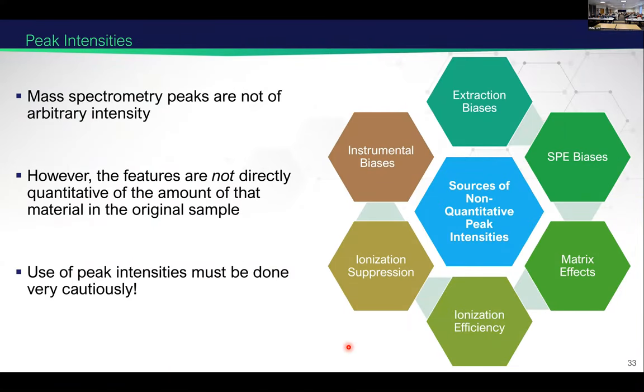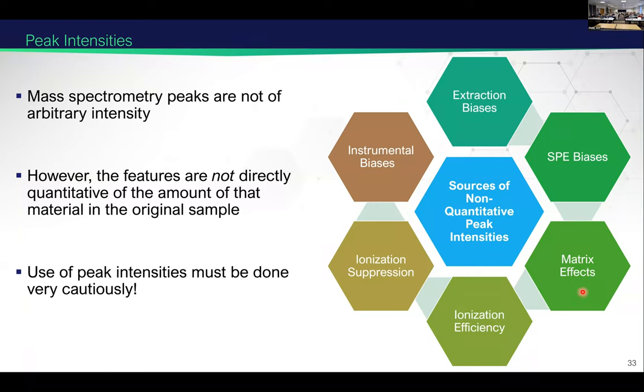And then the final big theme is the question of peak intensities. I mentioned a bunch of times that we've got an intensity or a peak height. They're obviously not arbitrarily random. The intensity of a peak means something. The problem is it doesn't mean, one-to-one, that much ion was that much molecule in your soil. There's a whole range of reasons why we've got this non-quantitative response. For example, extraction biases. If you use water to extract versus methanol to extract organic matter, different things are going to extract differently. You've got solid phase extraction biases. The sorbent we use and the protocol we use are biased towards certain types of chemistry, which may be more preferentially retained than other ones. We've got matrix effects.